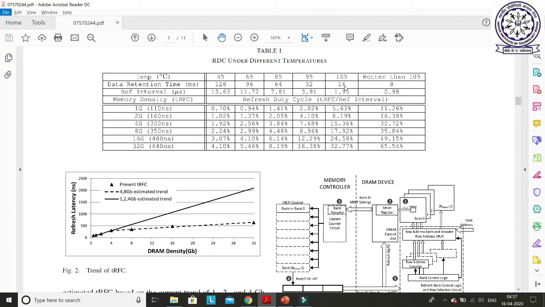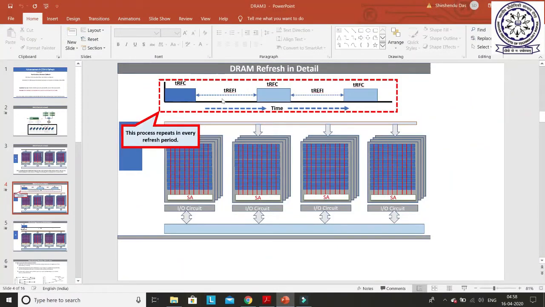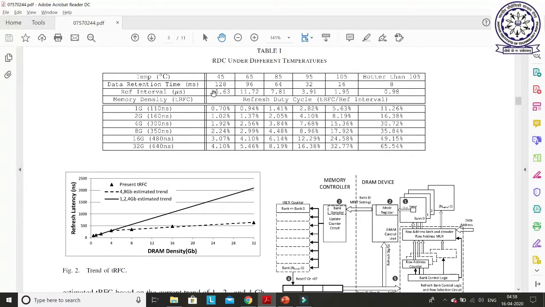If we go for more than 32 millisecond of refresh time in this case, then maybe some rows will be discharged before refreshing. And if it is hotter than 105 degrees centigrade, then the retention time will be even less, just 8 millisecond. And there is a relationship between this retention time and the refresh interval. This refresh interval is this tREFI. Since the retention time is decreasing, the refresh interval will also decrease like this.